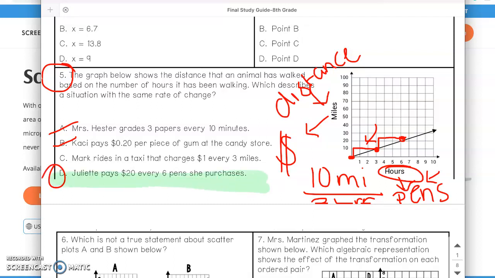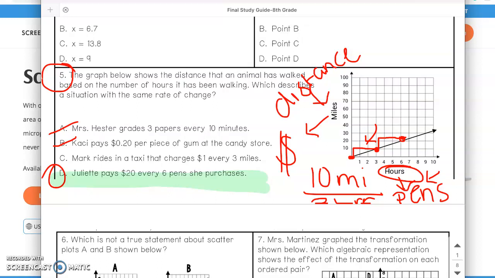The best way to go through any test or anything with multiple choice is just process of elimination. I see that 20 cents doesn't make sense with my slope. I see that Mark riding a taxi at $1 in 3 miles, well, that doesn't really look like it's going to work for me on this. And then we're kind of left with A and D.